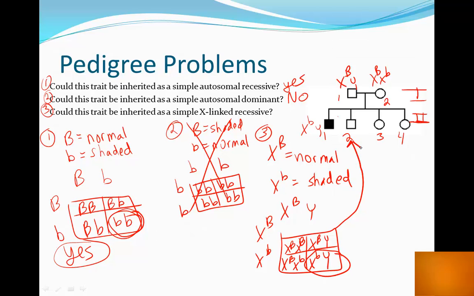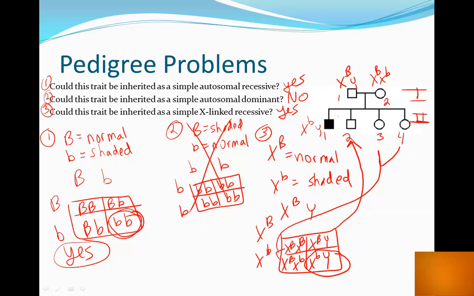XBY is our individual here. And then these two individuals are here and here. This cross results in an almost perfect match for us. So yes, this is a possibility that this is a sex-linked recessive trait.